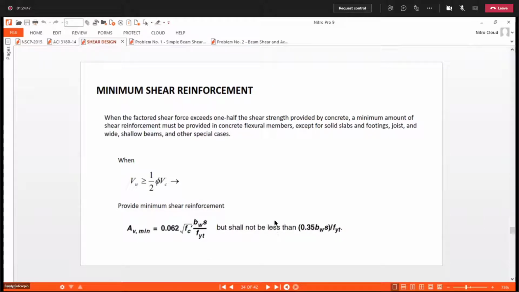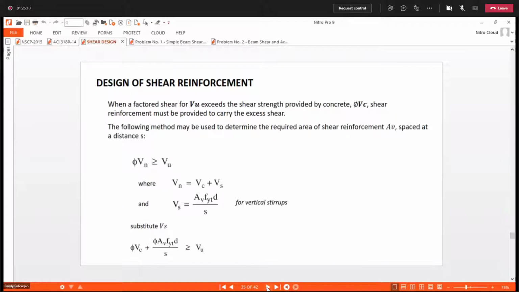Okay, for the minimum shear reinforcement, we have this formula. Lahat ito nasa code. So you consider this formula and also compare it here. It shall not be less than this quantity. Pag mas maliit siya, ito ang i-adapt mo. So yun yung about the comparison of this.